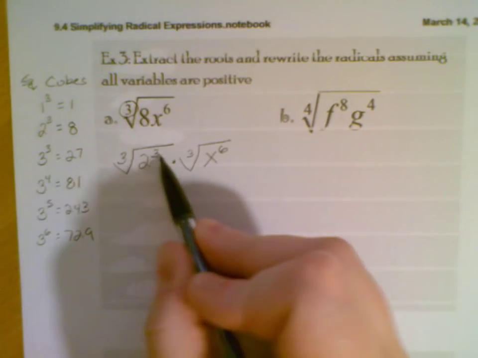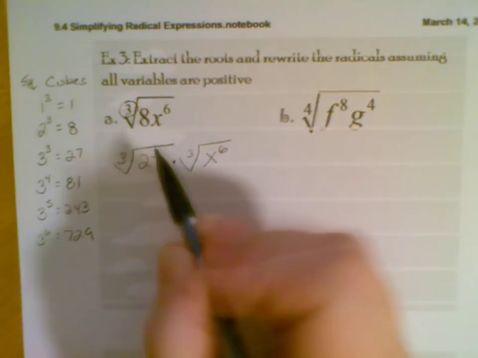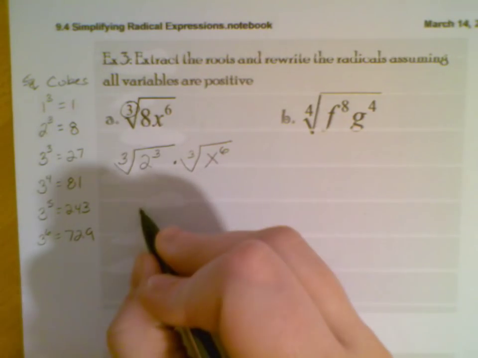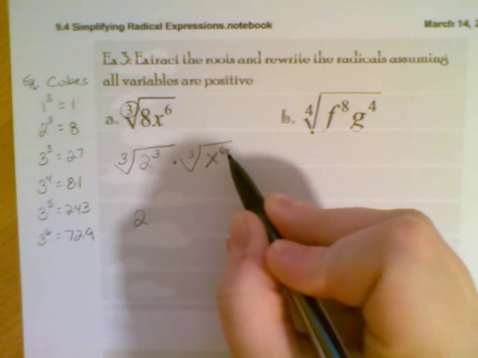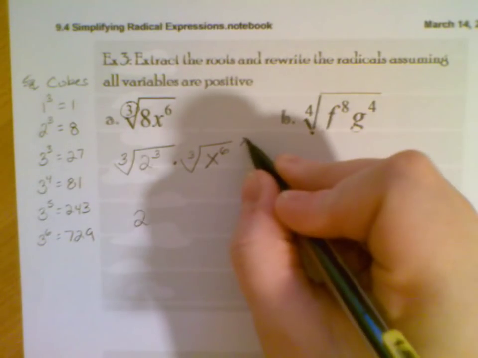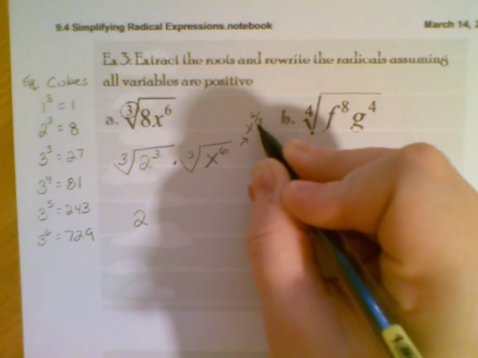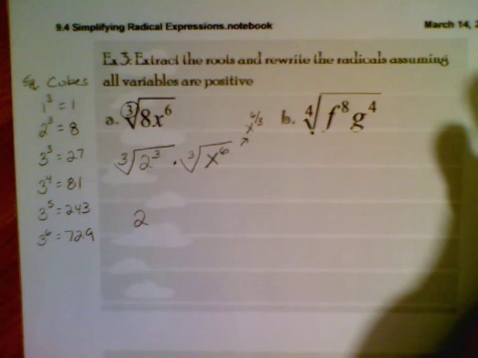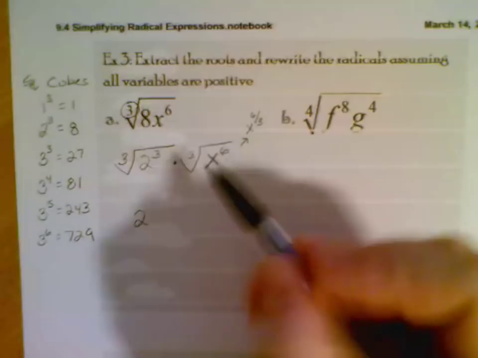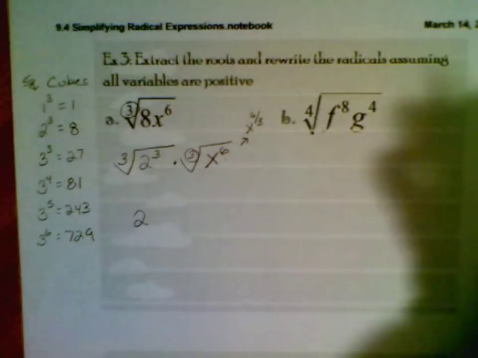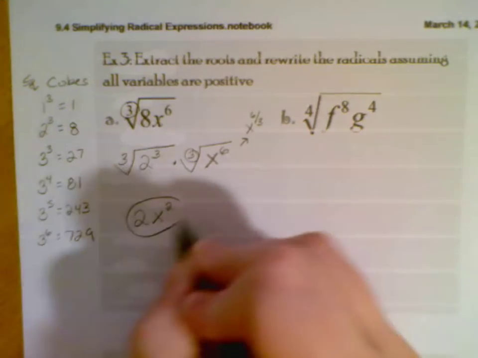So this, like we talked about yesterday, the index and the power are inverses of each other. So this ends up as just 2. And then you have to think about the power here. So you could rewrite it as x to the 6 over 3, which then simplifies to x squared. Or you could think about if you have 6 x's and you need to make groups of 3, how many groups will you have? You'll have 2, and nobody will be left out.